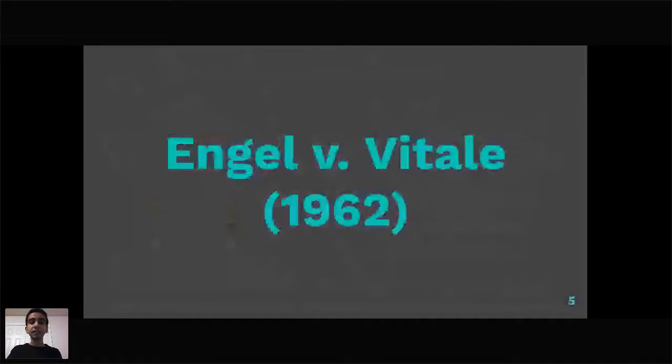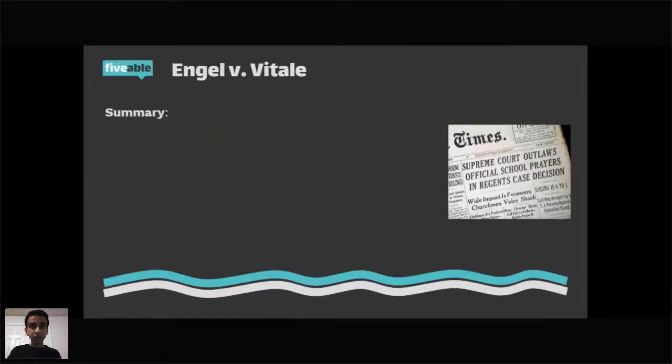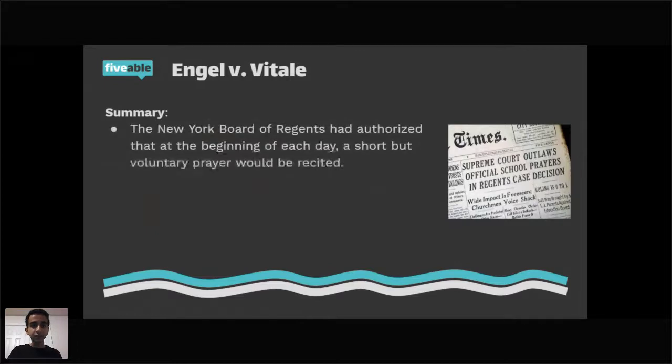So the first case is Engel versus Vitale. If you are taking notes on this or watching this replay after, just divide your paper into 8 sections because we'll be looking over 8 cases from the AP exam. So to start out our First Amendment cases, Engel versus Vitale. A summary of this case, basically this occurred in New York.